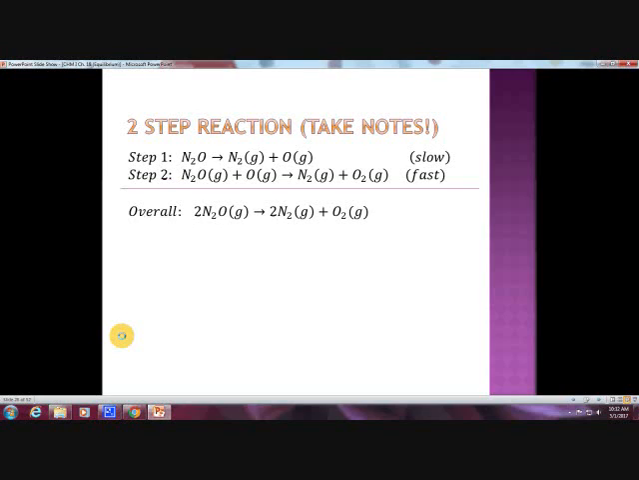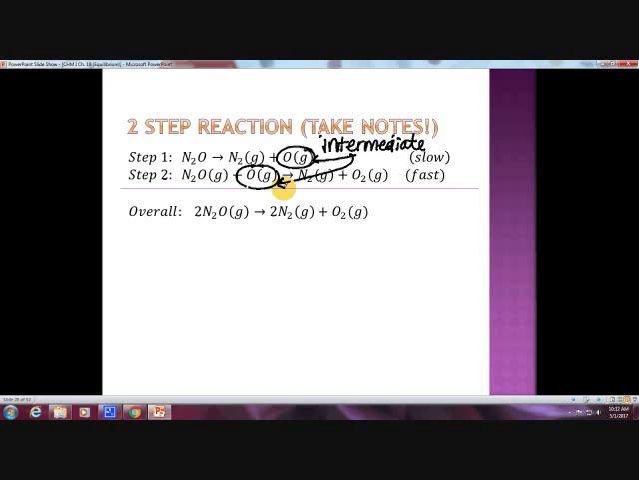So what's the intermediate here? What could be canceled out? If we were adding them together to make the overall equation, what can be canceled out? The O atom. Right. This O right here and this O right here. Those are signifying our intermediate. So it's formed and then used up instead of being in the overall reaction.